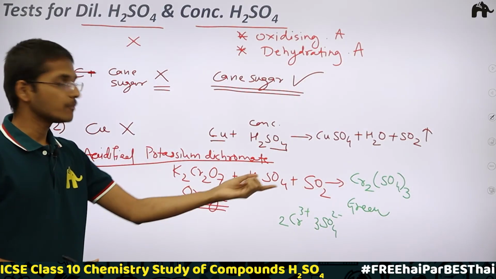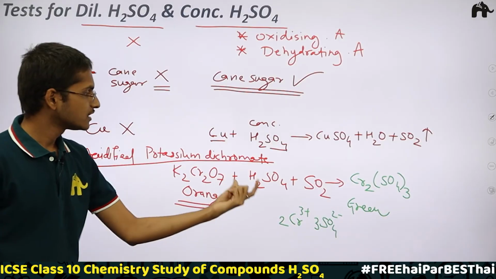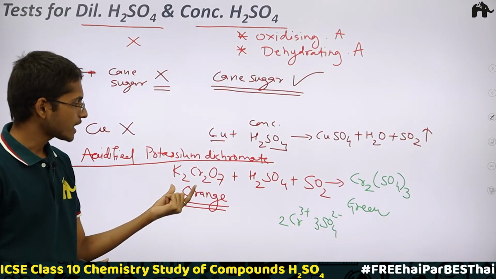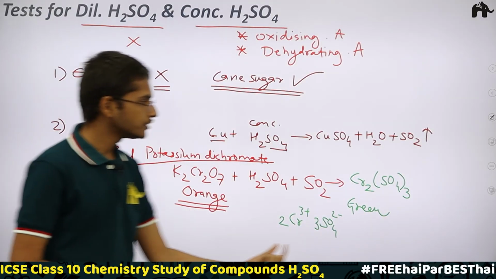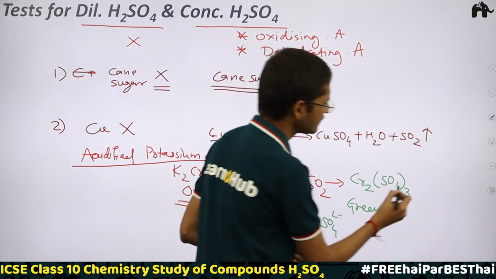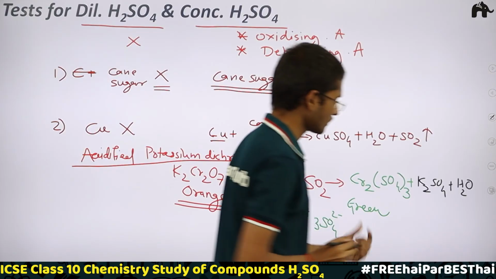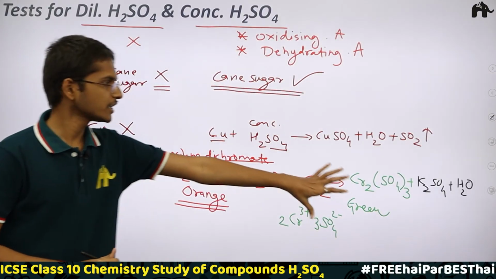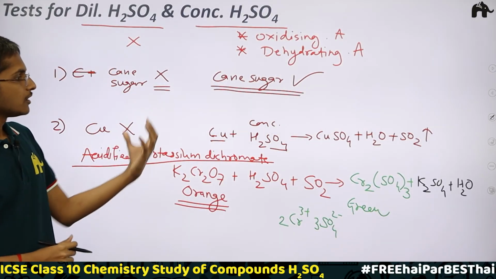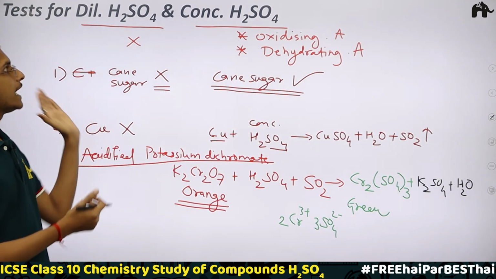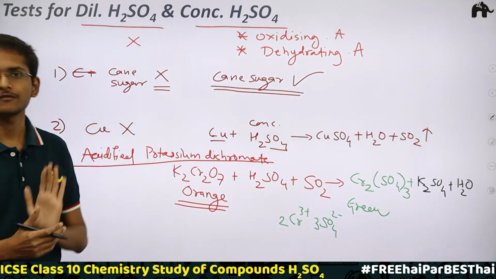So that's why we are observing that sulfur dioxide gas is turning this acidified potassium dichromate, which is orange in color, into green color. Okay, and along with it also potassium sulfate and water is formed. Okay, clear with this reaction? So how could we distinguish between the dilute sulfuric acid and concentrated sulfuric acid?